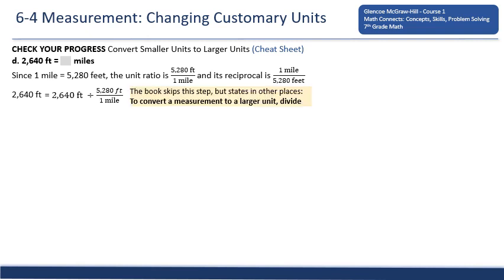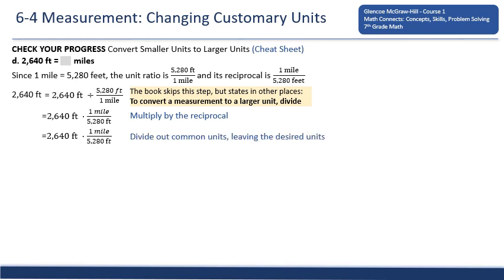And we're going to convert a measurement to a larger unit. We'll divide. So in order to divide fractions, we're actually going to multiply by the reciprocal. So 2,640 feet times 1 over 5,280. And now we will divide out the common units of feet. And we will multiply 2,640 times 1 over 5,280. And if we simplify that, we get 1/2 mile.